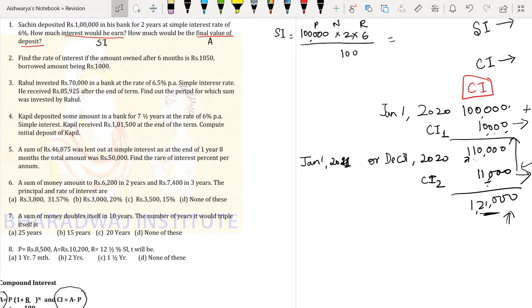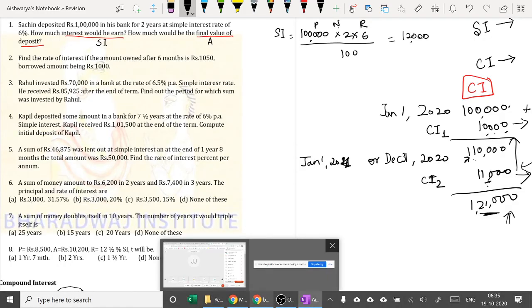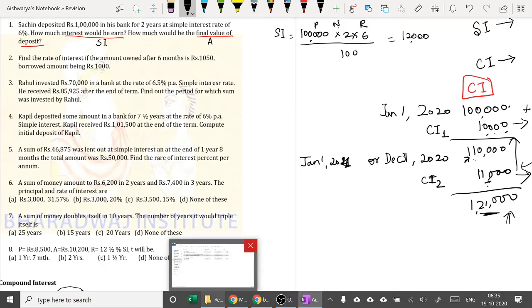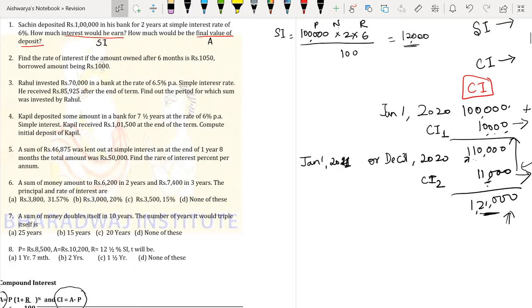So how much is it? Please don't unmute your phone because it will be a little difficult; we are many people now. It will be 12,000. Although I really appreciate that you are participating, unfortunately when we are in an online mode, we have to just bear with it. 12,000 is the interest earned in 2 years. So how much interest would he earn? 12,000 is the answer.